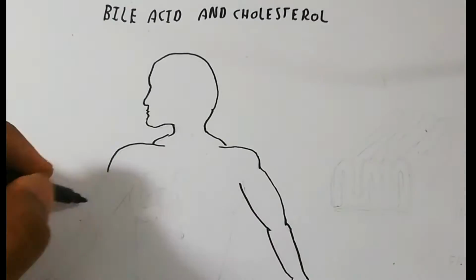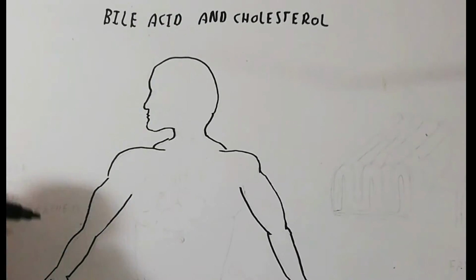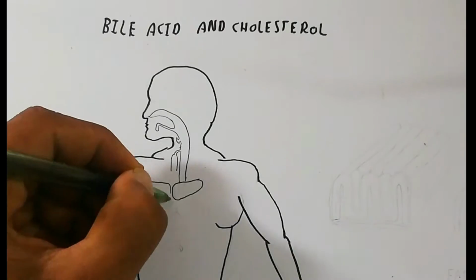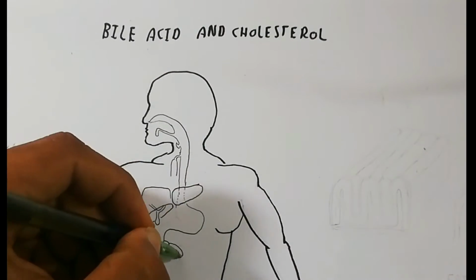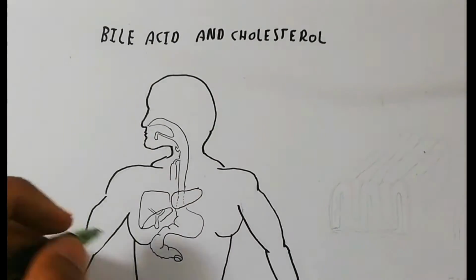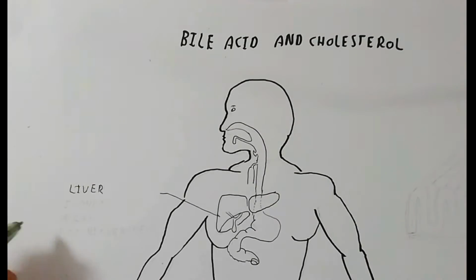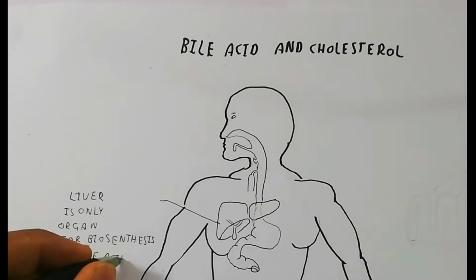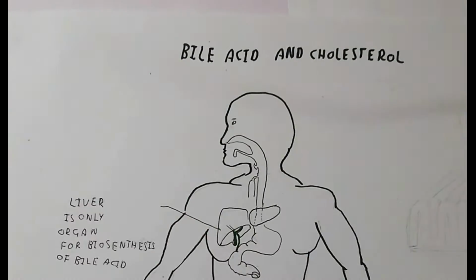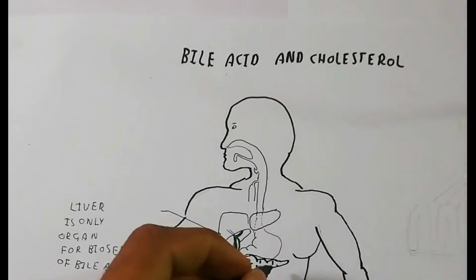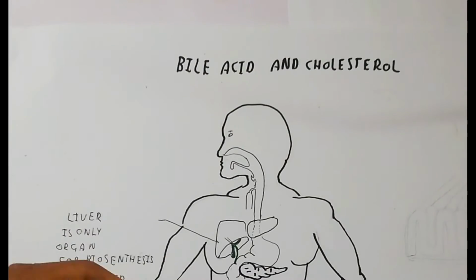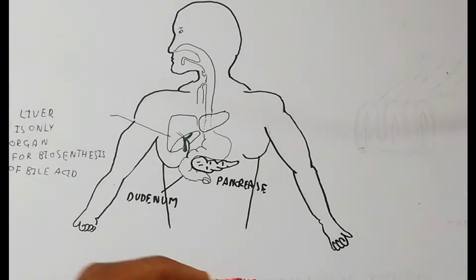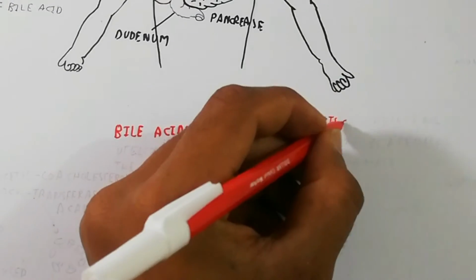So in this video we will talk about bile acid and cholesterol. Bile acid is produced from the gallbladder, and cholesterol is produced by fat absorption from dietary fats. So we will discuss the introduction to fat and cholesterol production. Here the liver is the only organ for biosynthesis of bile acid. So first of all we talk about bile acid.